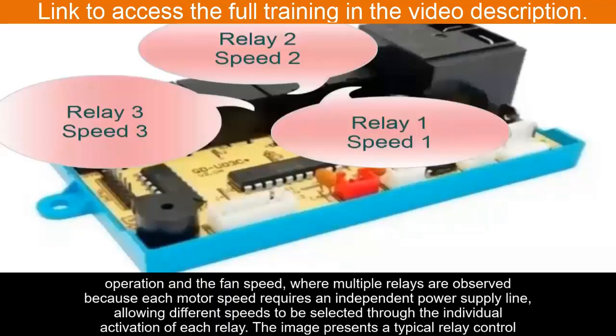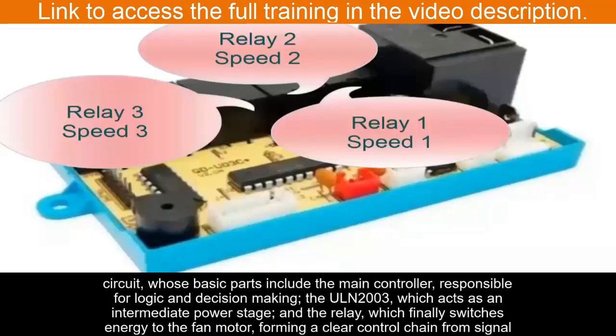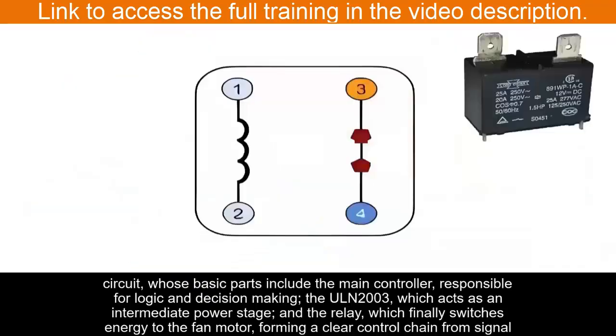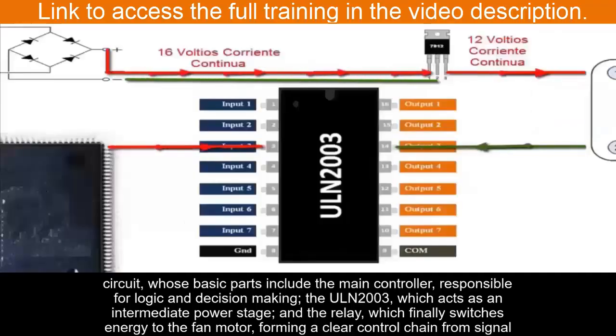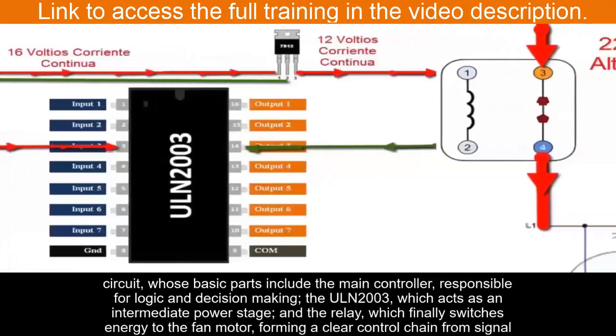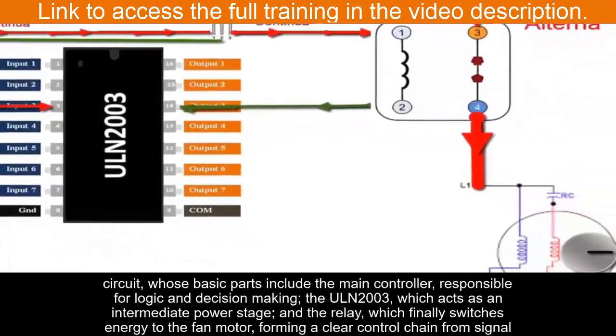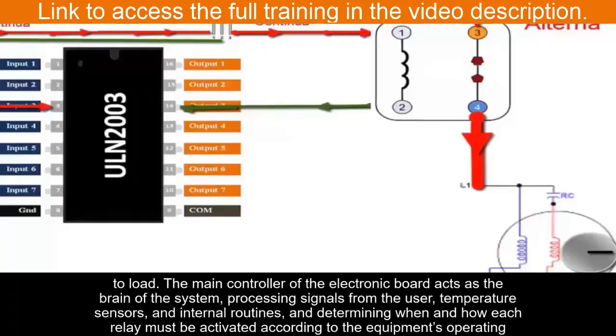The image presents a typical relay control circuit, whose basic parts include the main controller, responsible for logic and decision-making, the ULN2003, which acts as an intermediate power stage, and the relay, which finally switches energy to the fan motor, forming a clear control chain from signal to load.